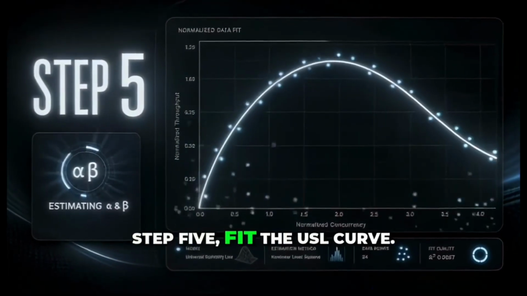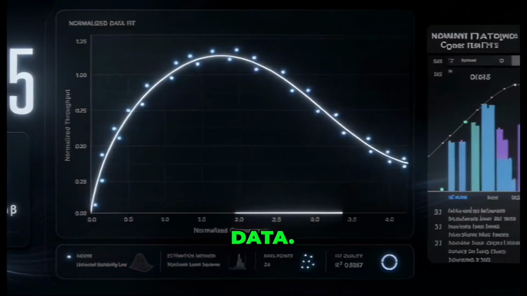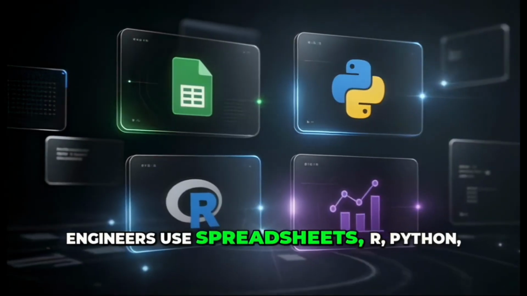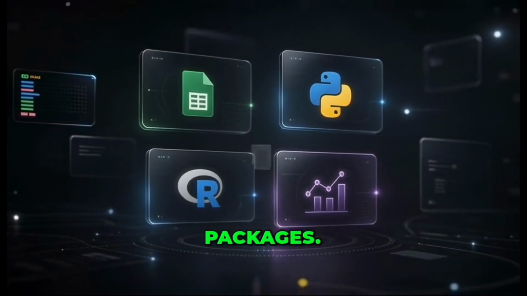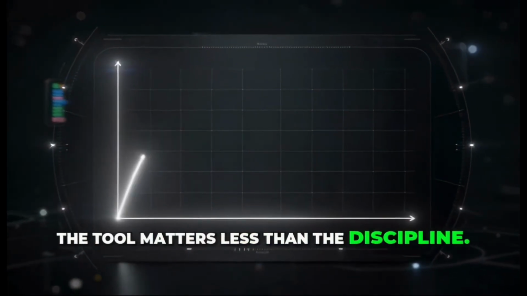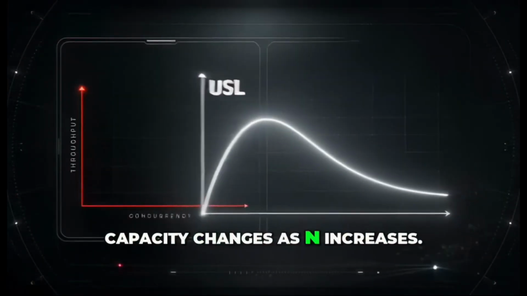Step 5. Fit the USL curve. Estimate alpha and beta from measured data. Engineers use spreadsheets, R, Python, statistical tools, or performance modeling packages. The tool matters less than the discipline. You are fitting a curve that explains how capacity changes as N increases.